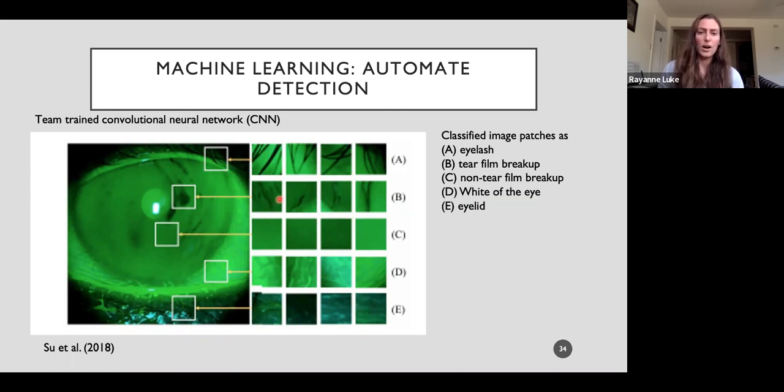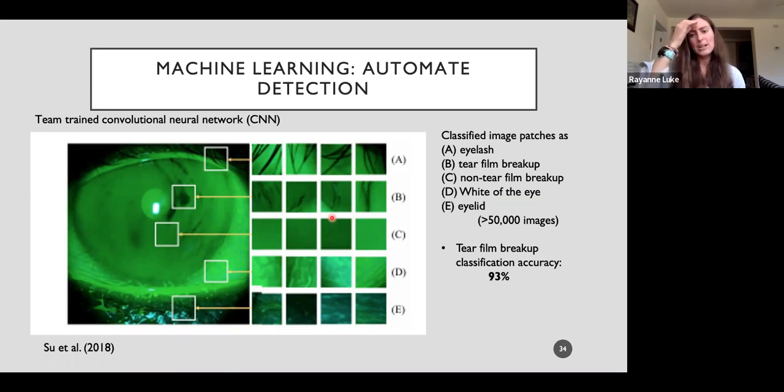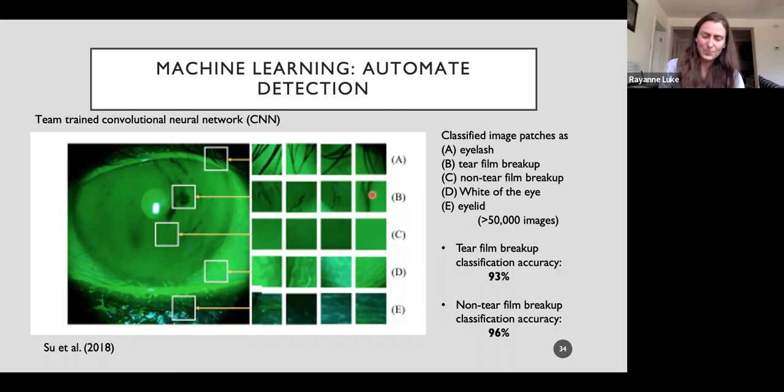And we are going to be focused on breakup, but we of course need to make sure that it can distinguish between breakup and non-breakup. So the team worked on using over 50,000 of these image patches, and they did this all by hand. And we achieved a breakup classification accuracy of 93% when we tested this, and a non-tear film breakup accuracy of 96%. So we're pretty confident we can identify breakup, and we're pretty confident that we know what is not breakup.